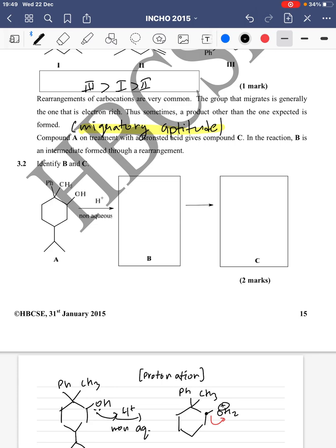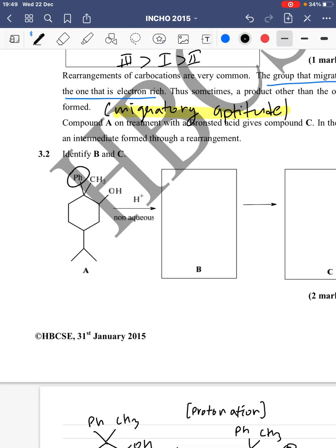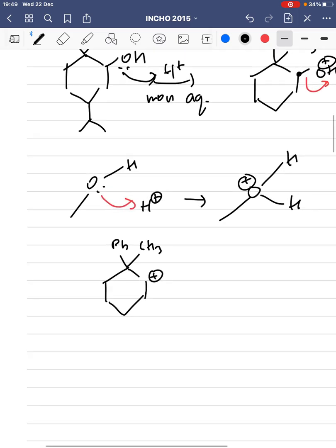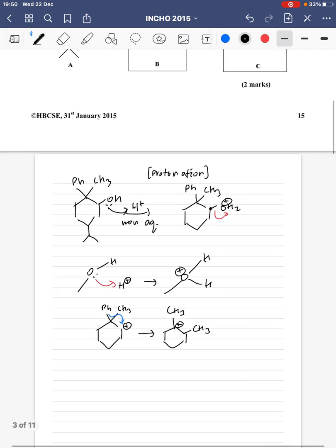compound A on treatment with a Bronsted acid gives compound C. In the reaction, B is an intermediate formed through a rearrangement. And they also said that the group that migrates is generally the one that is electron rich, and we know that Ph is more electron rich than CH3, so the group that will migrate is Ph. So let's migrate it with a curvy arrow, and this will form like this: CH3, and the carbocation would be at this place now.